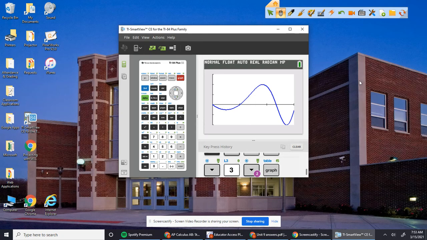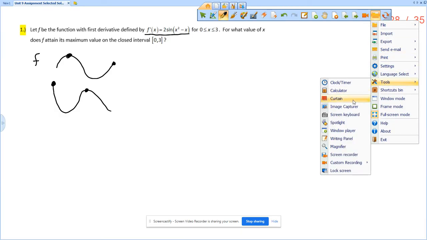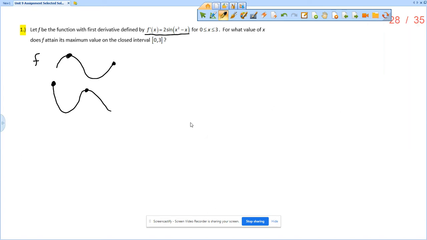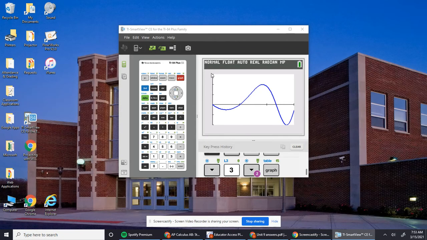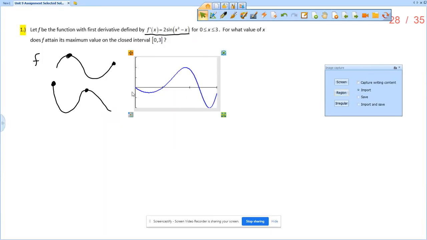So what we want is this picture. I'm going to grab that. All right, so we have this now. Now we want to think about where a maximum could occur. We've got our endpoint here. We've got this, which looks like it's 1. We've got this here, and then we've got this other endpoint.